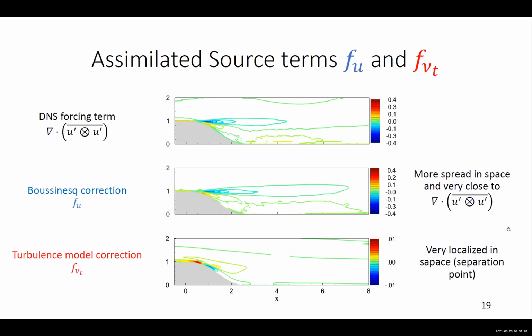I believe this could have some implications for machine learning. Since this quantity is not strong in the bulk of the flow, maybe learning on this kind of quantity should be more difficult than with the Boussinesq correction one. This is why I think Pedro also chose the second one.